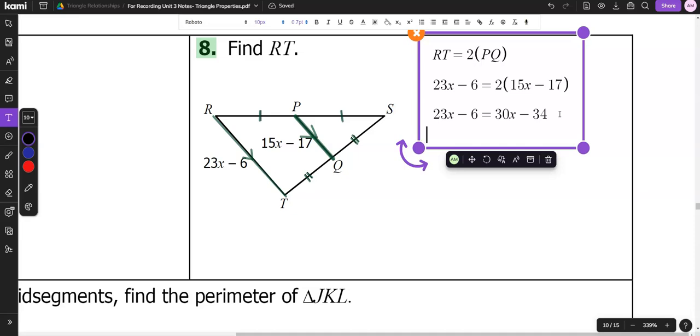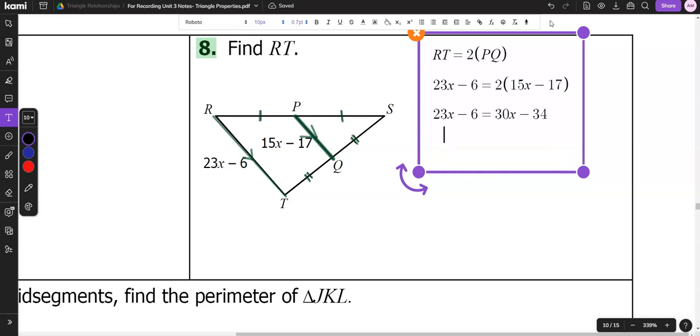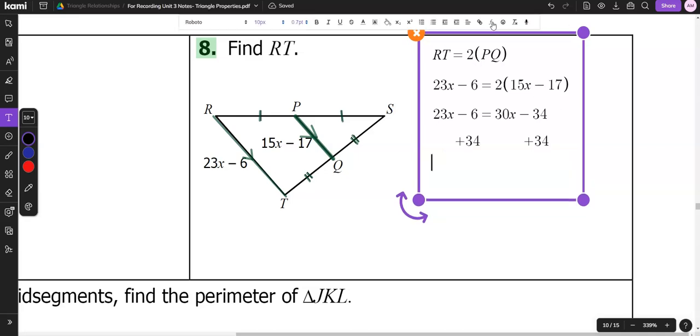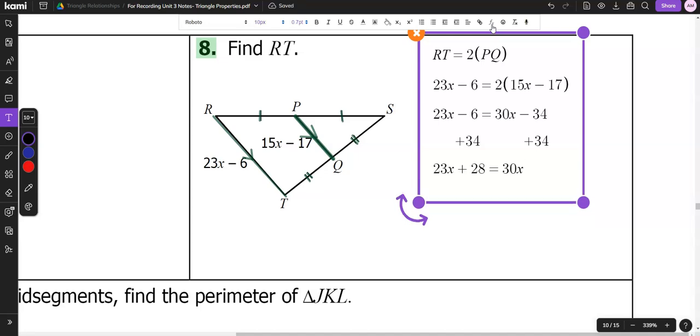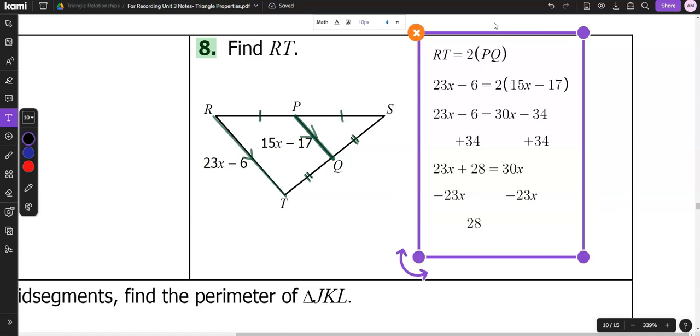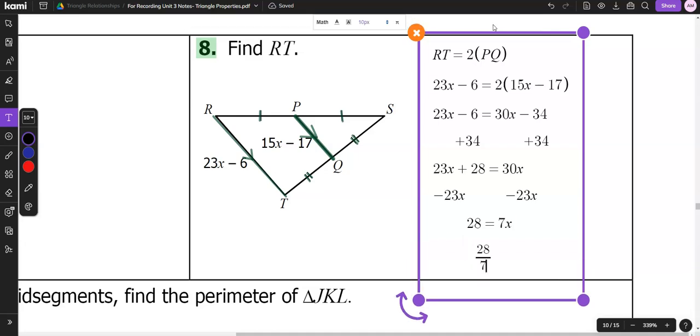All right, so now I want to add 34, and that's going to leave me with 23x plus 28 is equal to 30x. And now I'm going to subtract 23x from both sides. That leaves me with 28 is equal to 7x. I'm going to divide both sides by 7, and that will leave me with an x value of 4.